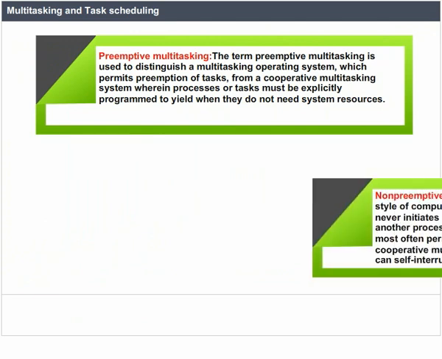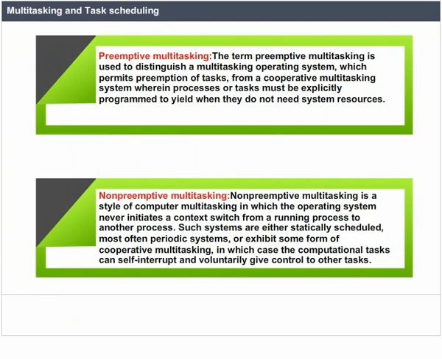Non-preemptive multitasking. Non-preemptive multitasking is a style of computer multitasking in which the operating system never initiates a context switch from a running process to another process. Such systems are either statically scheduled, most often periodic systems, or exhibit some form of cooperative multitasking, in which case the computational tasks can self-interrupt and voluntarily give control to other tasks.